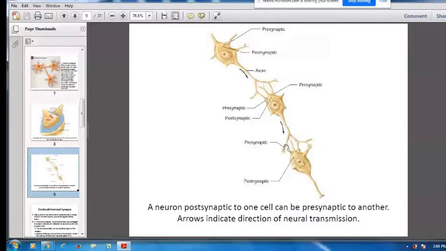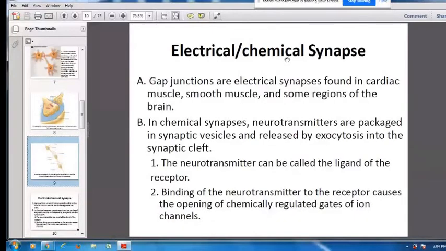Now, electrical or chemical synapse. Is it projected, ma'am? Okay. Electrical versus chemical synapse.